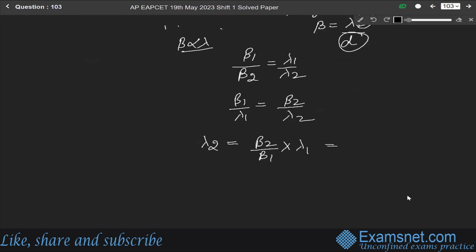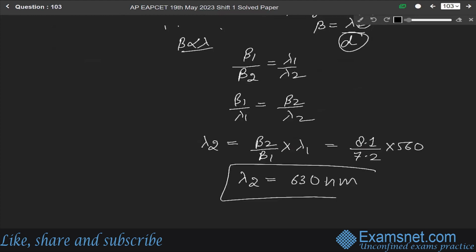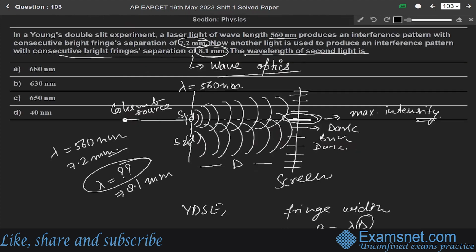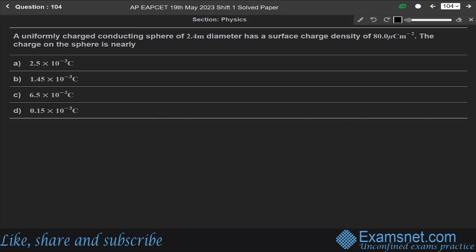And we are given beta 2 is 8.1 millimeter, beta 1 is 7.2 millimeter, and lambda 1 is 560 nanometer. So solving it, we get lambda 2 is 630 nanometer. This is our final answer. So among these four options, option B, that is 630 nanometer, is the correct answer. Now moving towards the next question, that is 104.